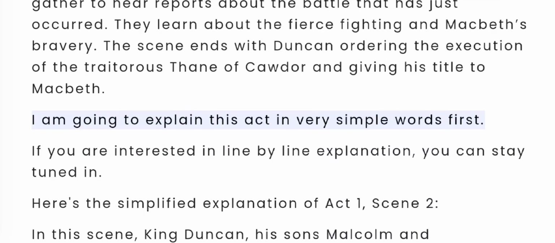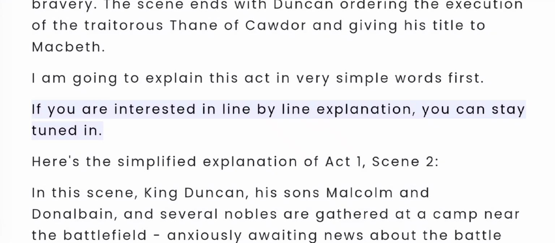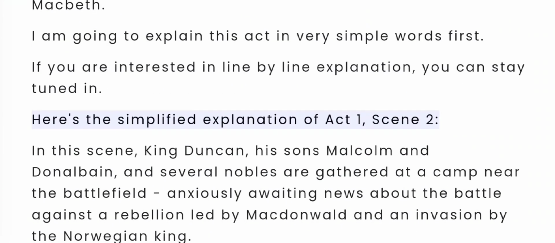I am going to explain this act in very simple words first. If you are interested in line-by-line explanation, you can stay tuned in. Here's the simplified explanation of Act 1, Scene 2.